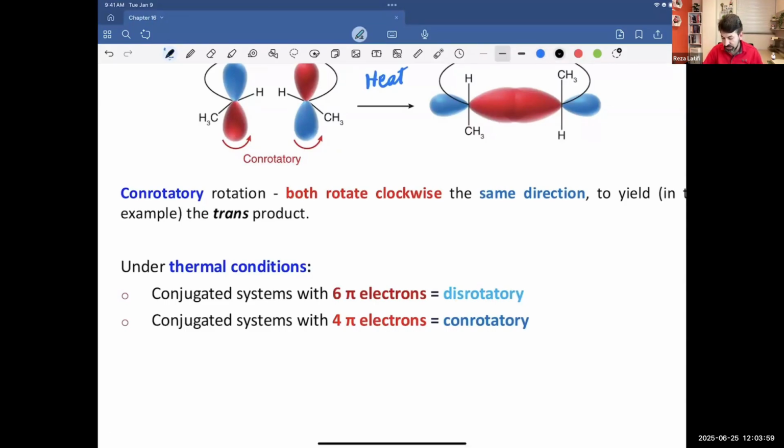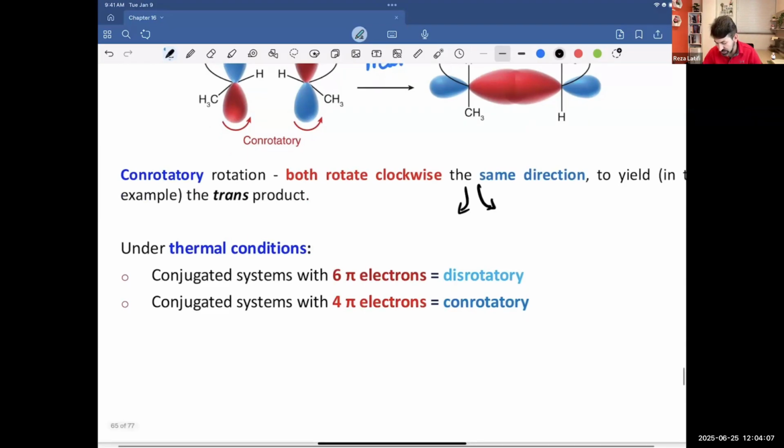So in disrotatory, imagine one of them is moving clockwise and the second counterclockwise. So that's going to be disrotatory. But if they are moving in the same direction, whether clockwise or counterclockwise, we call them conrotatory. In disrotatory, they are moving opposite of each other.